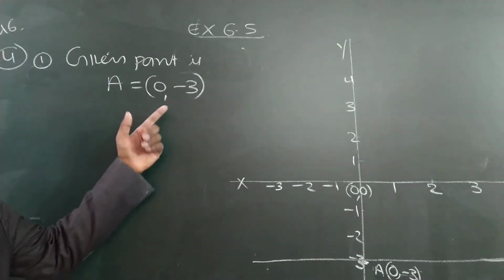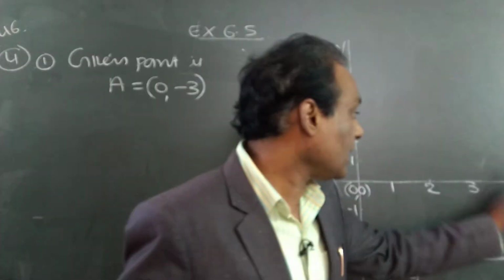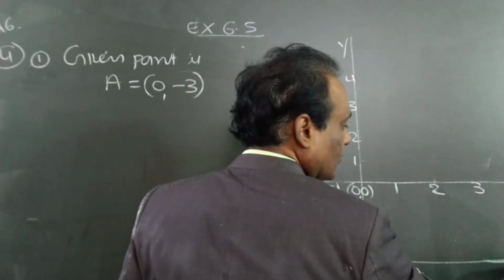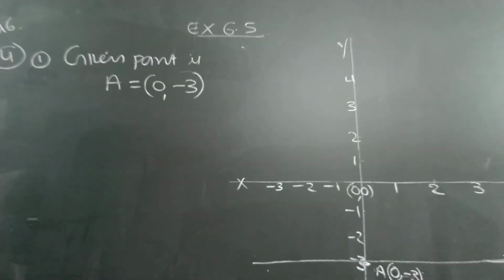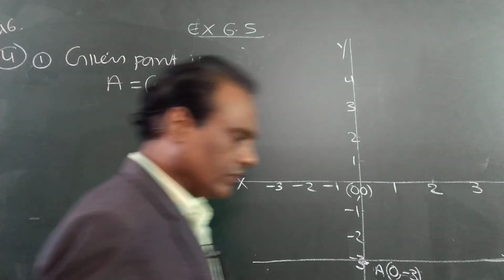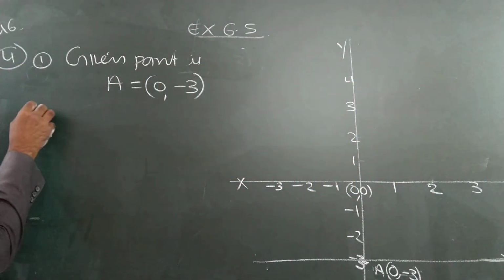This is the line y equals minus 3, passing through (0, minus 3), parallel to the x-axis. Same way, for (0, 4), draw a line parallel to the x-axis.